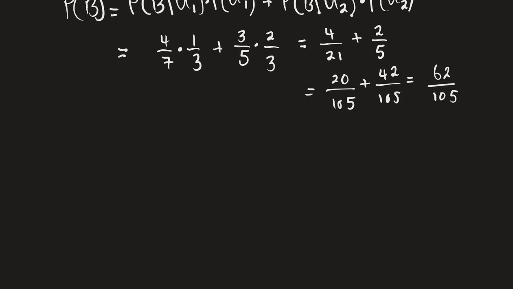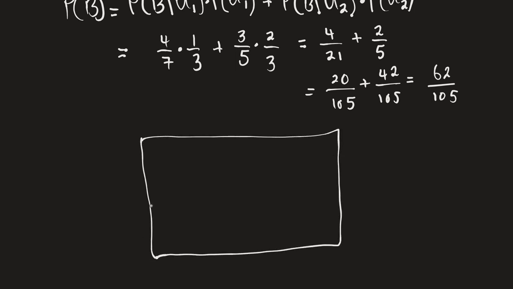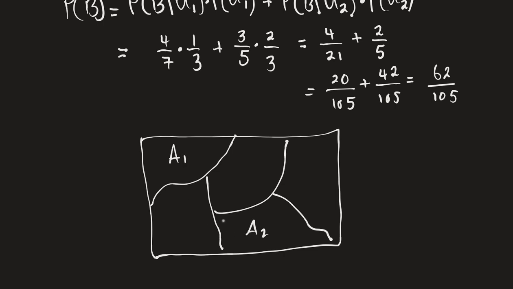And again, let me start with a graph or a picture of our sample space. And again, with our partition. And now, again, let me draw B. So here is B.